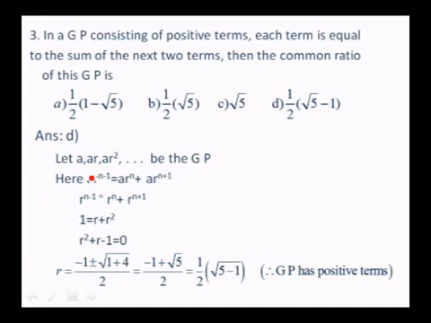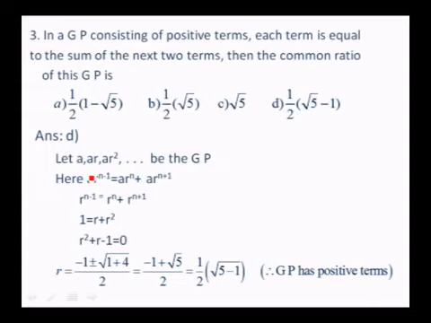That is a quadratic equation. Using the formula x is equal to minus b plus or minus root of b square minus 4ac by 2a, you can write r as minus 1 plus or minus root of 1 plus 4 by 2, that is minus 1 plus root 5 by 2, or half of root 5 minus 1. Here I delete that minus 1 minus root 5 by 2 because he has given GP consists of positive terms in the problem. Therefore, I take only this minus 1 plus root 5 by 2. So, the answer is half of root 5 minus 1. So, the answer is the option D.